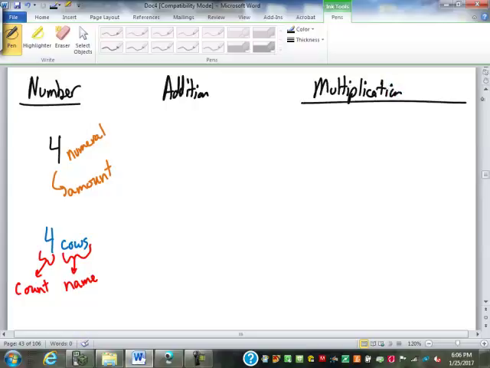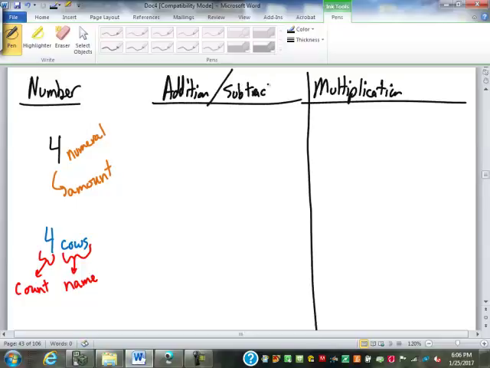Now, some of you might be wondering, where did subtraction go and where did division go? Well, subtraction and addition are really the same operation. It's just subtraction is the reverse of addition. So any rules that apply to addition also apply to subtraction. And the same goes for multiplication and division. Division is just the reverse of multiplication.